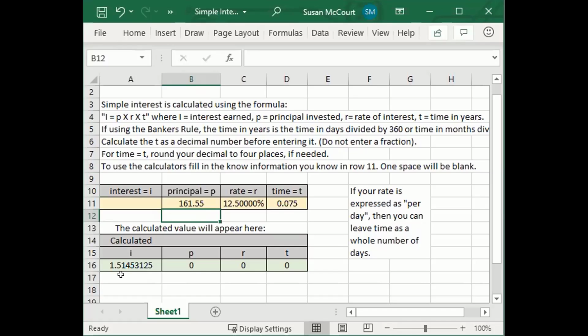So we add that on now to our final bill of $161.55, add the $1.51, and that's what she needs to pay on the last day on March 1st. So 161.55 plus $1.51, $163.06 is her final payment.